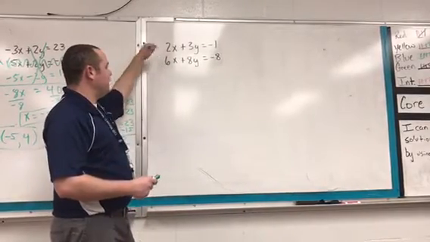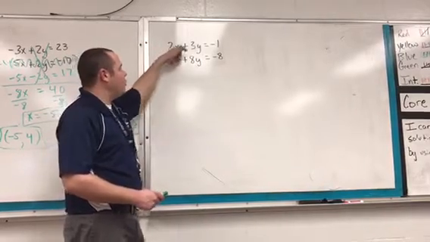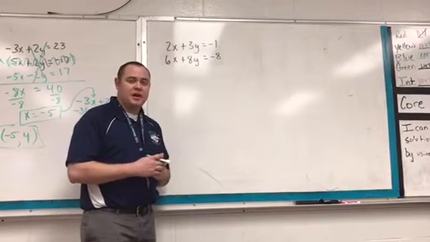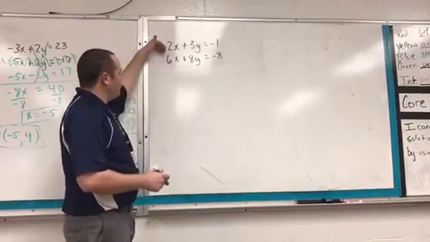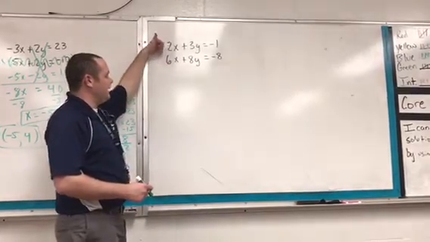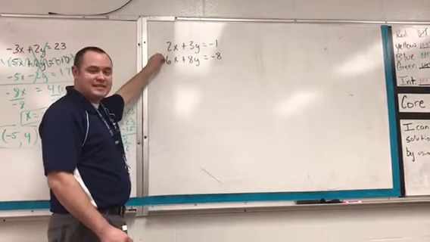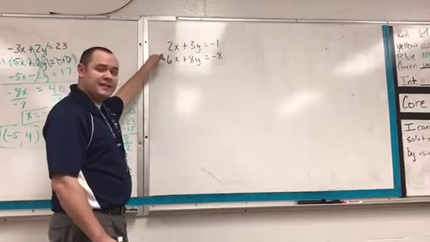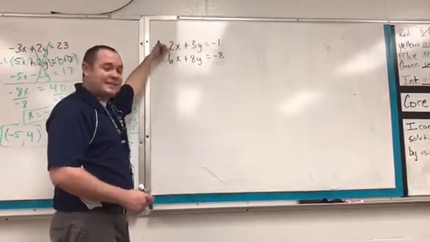So what I need to do is figure out what can I do to either my x variable or my y variable to make it to where they are opposites, or they'll come out to 0 if you were to combine them. So the way we want to check this, I want to look at my x's first. I want to think, can 2 fit into 6 evenly? Or is there a number that I can multiply 2 by to get 6? And yes, there is, 3. So that is an option.